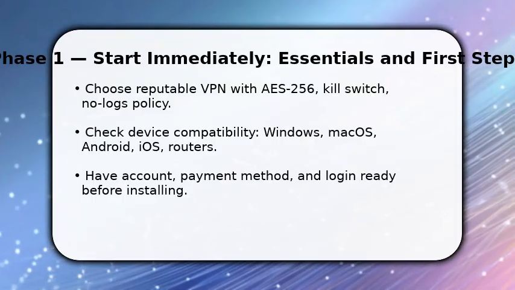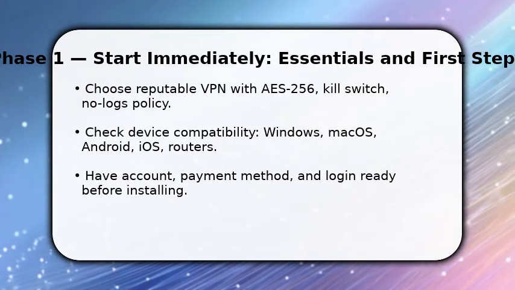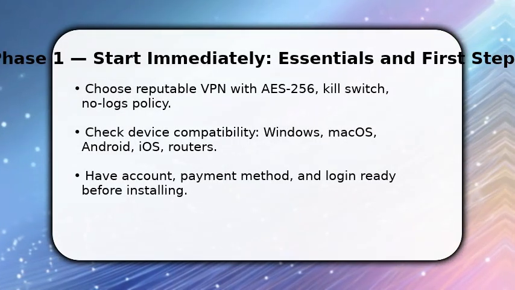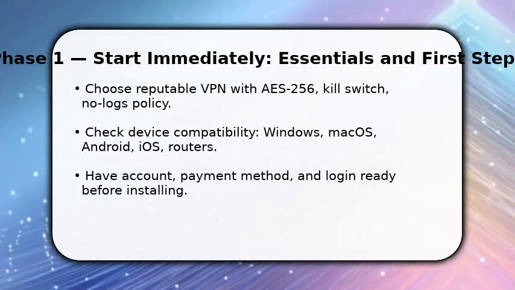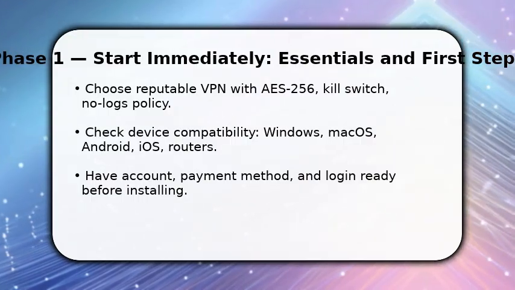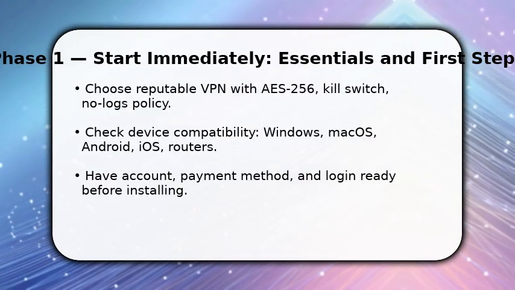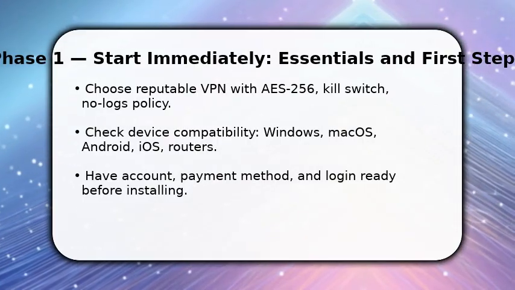You start by choosing and preparing your VPN so the rest goes smoothly. Select a provider with AES 256 encryption and a clear no-logs policy, and make sure your device is supported. Once done, create your account and complete payment. Save credentials securely. Make sure to enable multi-factor authentication if offered.